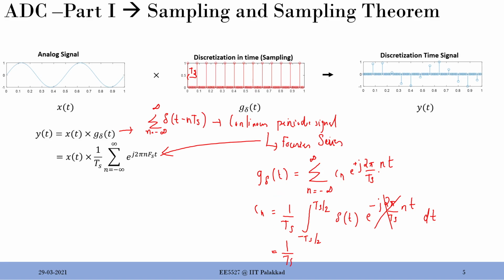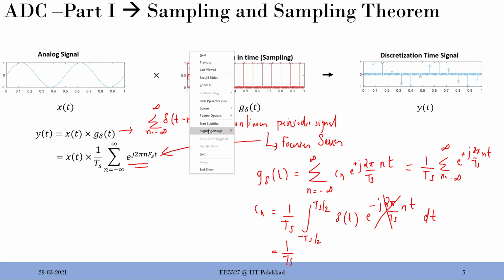So you substitute that in here, and you get something like 1 by Ts. I can take it out, so this is the sum from n equal to minus infinity to plus infinity of e raised to plus j 2 pi by Ts n t, and we know 1 by Ts is fs, so it will be e raised to j 2 pi fs n t, and that's exactly what is written over here. So all we derived is that g delta of t is a continuous periodic signal, hence a Fourier series exists for it, and that Fourier series is given by this.